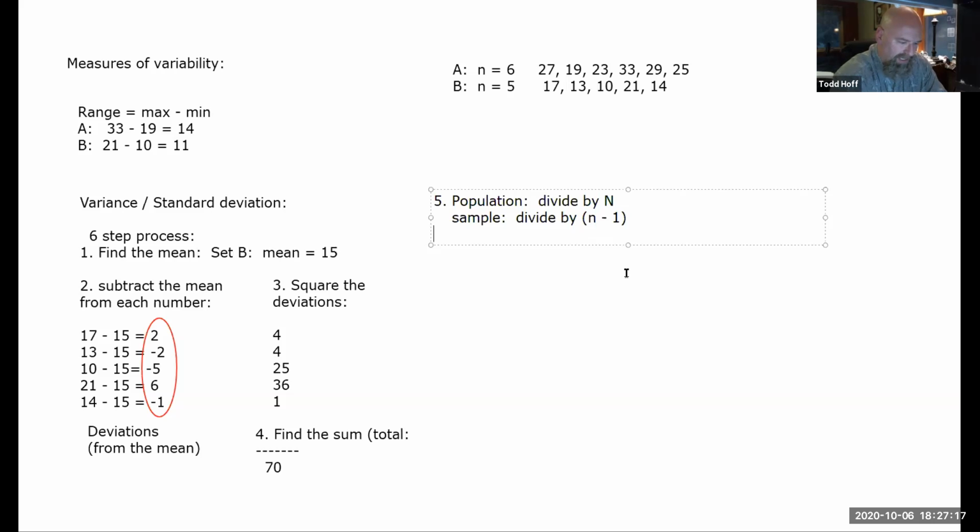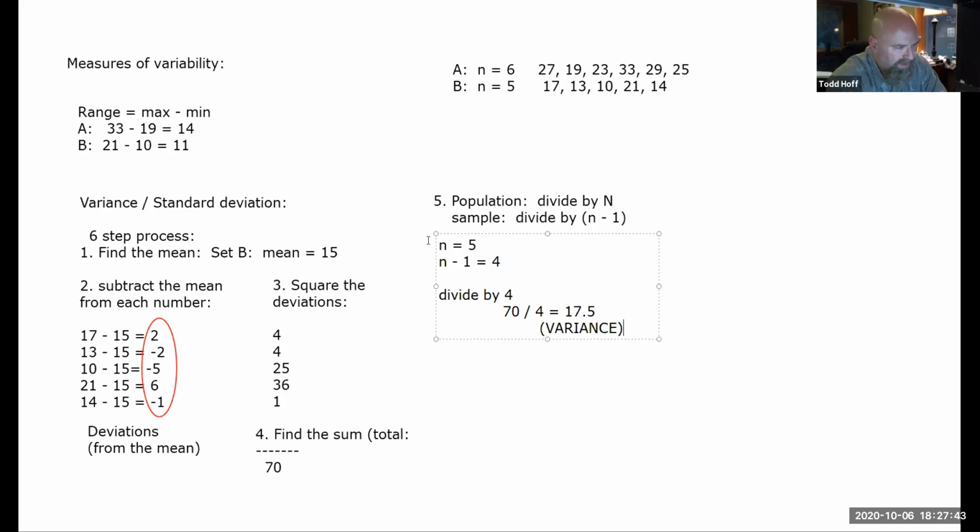Since n equals 5, n minus 1 equals 4. So we're going to divide by 4. We have 70 divided by 4 equals, I believe, 17.5. That number right there, by the way, is called the variance. So if you were asked to find the variance, you would stop right there.